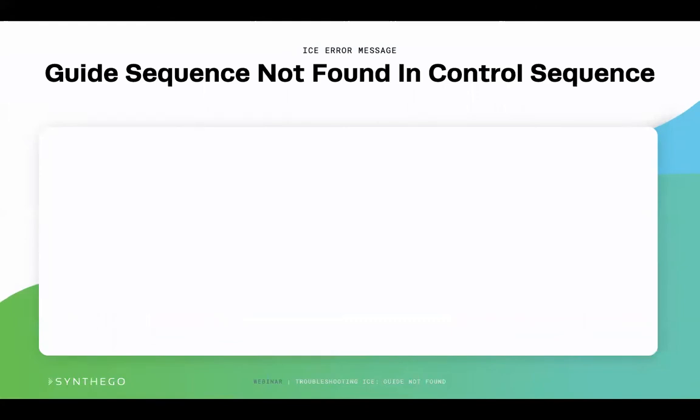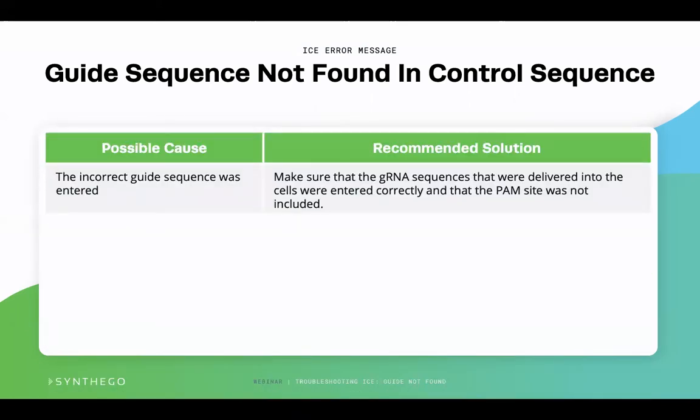There are a few possible causes of ICE not being able to find your guide sequence in the control, and here are ways Synthego recommends correcting these issues. The first possible cause is that the guide sequence you initially entered into ICE is incorrect. Make sure the guide RNA sequence that was delivered into the cell is entered in ICE correctly and the PAM sequence is not included. PAM should never be included in the guide sequence since it is the region where the nuclease binds to DNA.